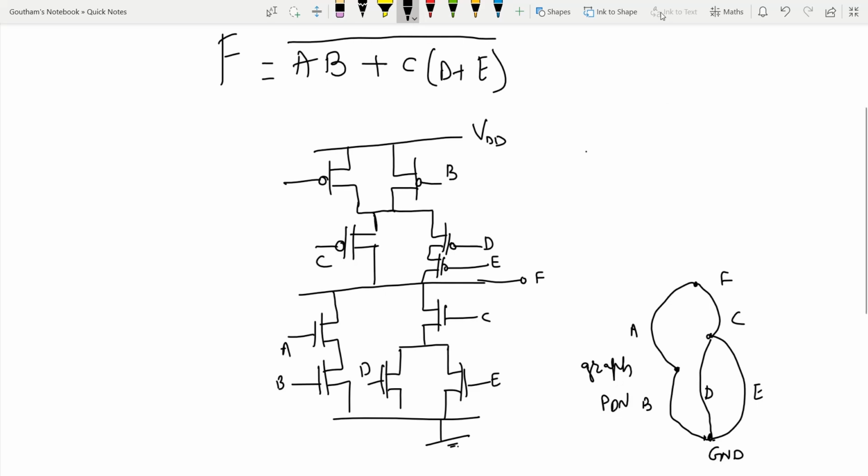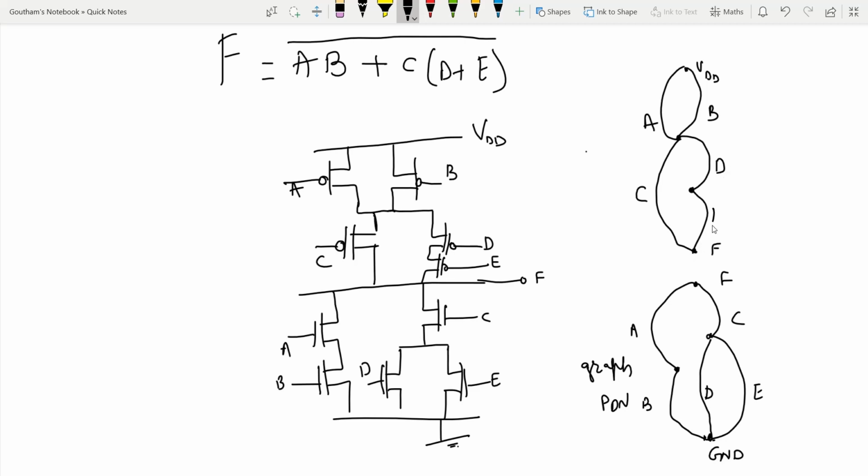Similarly, what is the graph of my pull up network? My pull up network is always present between VDD and F. Of course, this is A, so A and B, these two transistors are in parallel. That common node goes to F via C. From this point to F we also have two more transistors, so two more edges, which are D and E.